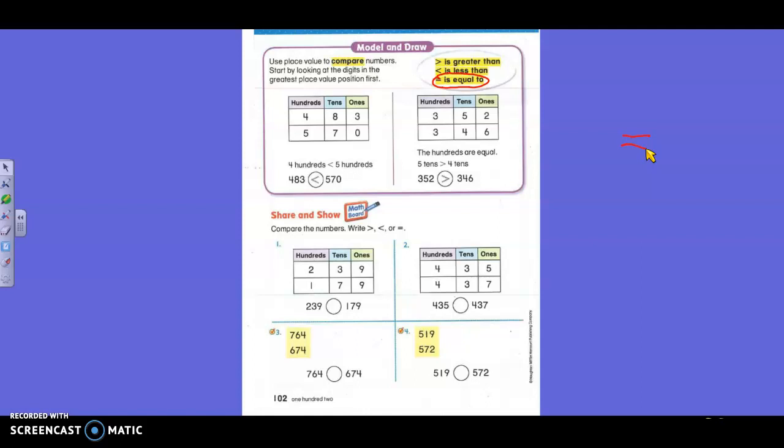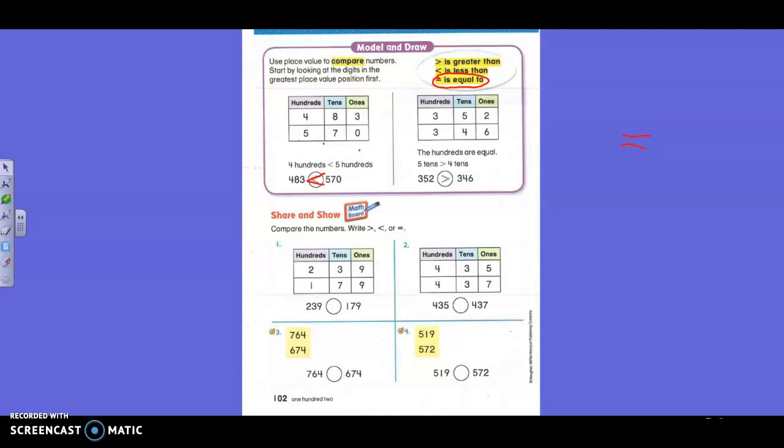So looking at here, we have 483, 570. You look at the hundreds first. Which one's greater? 5 is greater than 4. So 570 is greater than 483. Eat 570. They already kind of have it for you. Does that make sense?